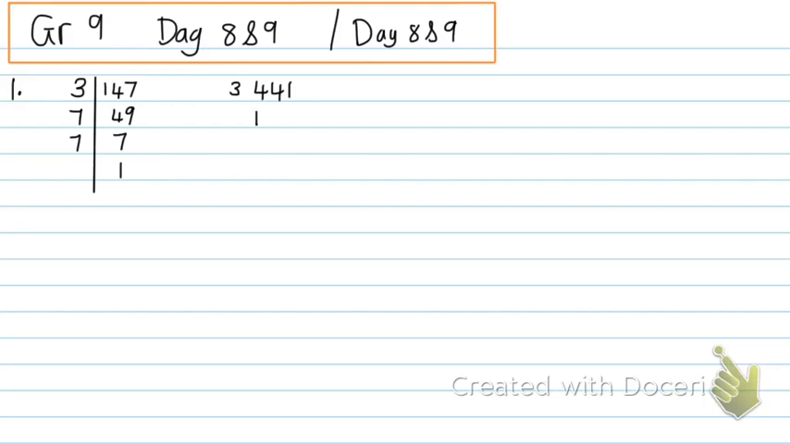147 and 441. First we do the ladder method to get the prime factors. So 147 divided by 3 is 49, divided by 7 is 7, divided by 7 is 1. 441 divided by 3 is 147, divided by 3 is 49, divided by 7 is 7, divided by 7 is 1. So then I'd write it as a product of prime factors.